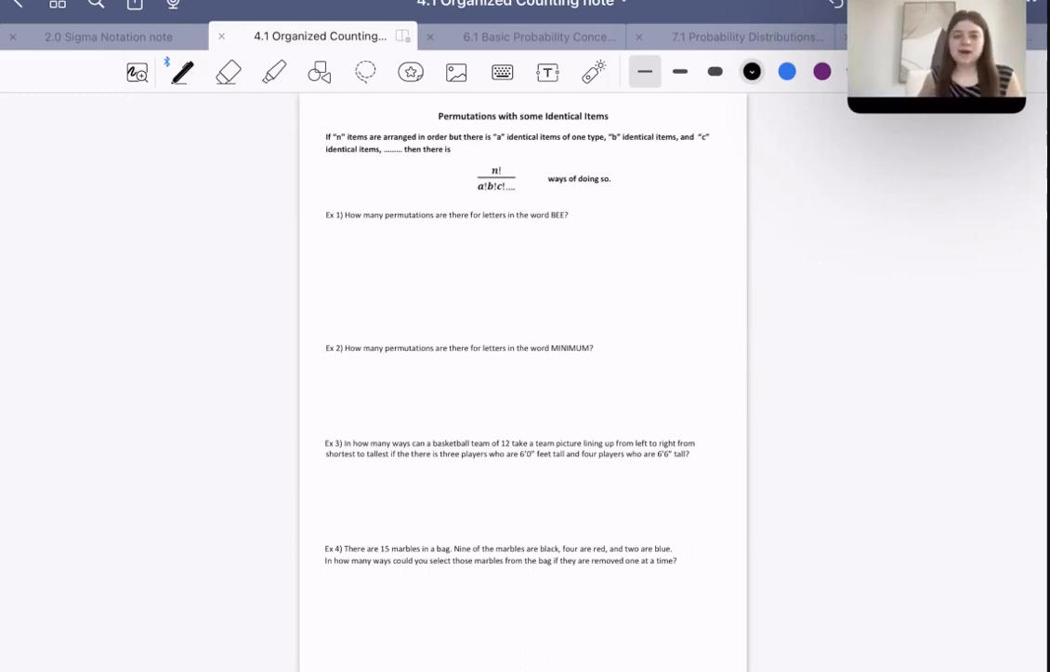But what happens when we are able to repeat digits, right? Think of things like a phone number, for example. Are we allowed to repeat digits in a phone number? Well, yes, absolutely we are. So there's going to be times like that where we need to make sure that we're accounting for the fact that we have some identical items in there.